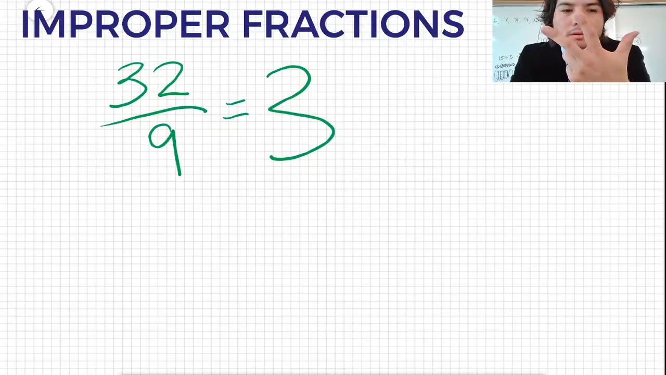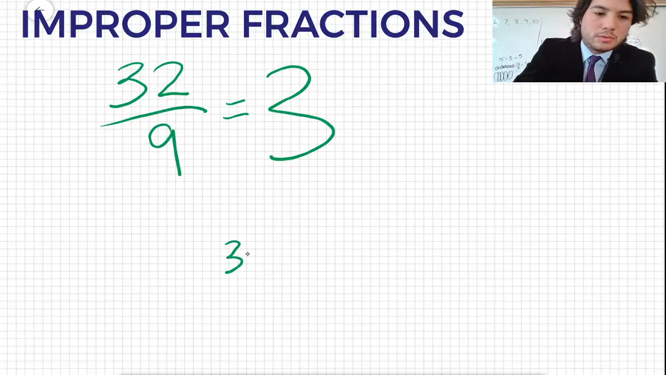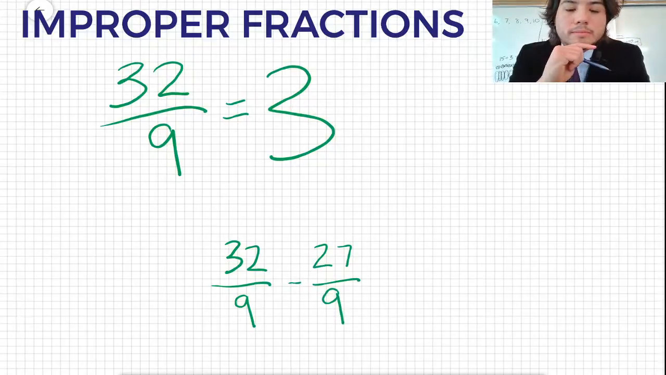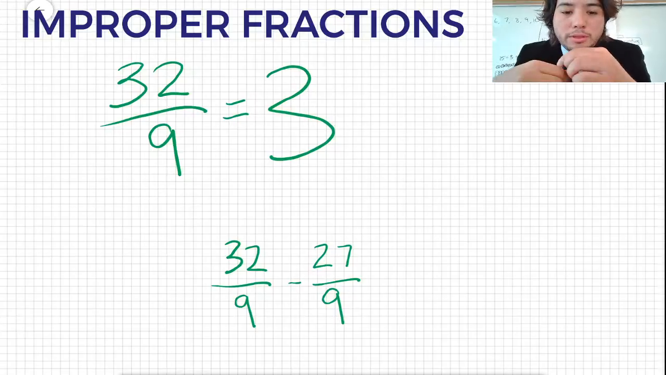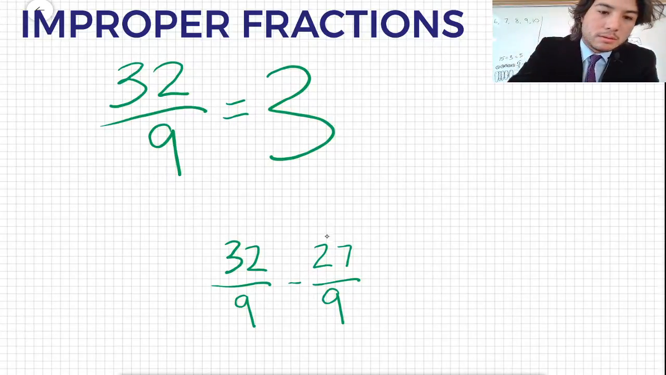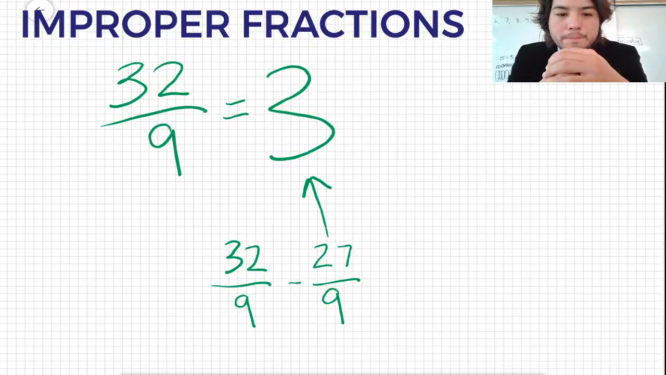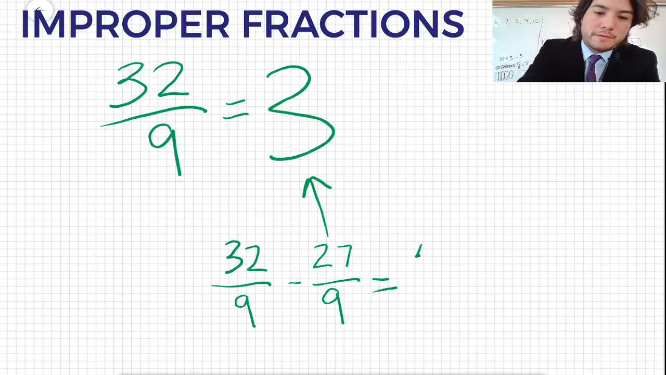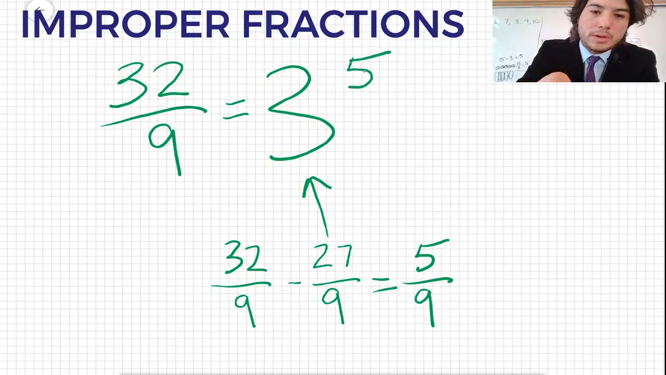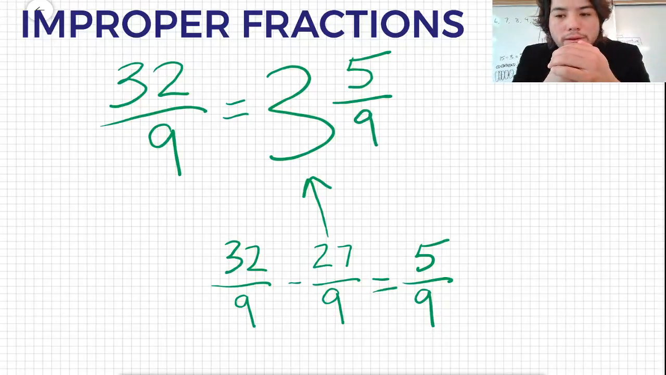9 times 3 was 27, so what's 32? Or to be specific, 32 ninths minus 27 ninths, right? Because 32 ninths is what we're starting with. 27 ninths is equal to 3. So we need to know how many ninths have we not divided up. How many ninths do we have left over? 32 minus 27 equals 5. And keeping our denominator the same, 5 ninths. So we end up with 3 and 5 ninths.